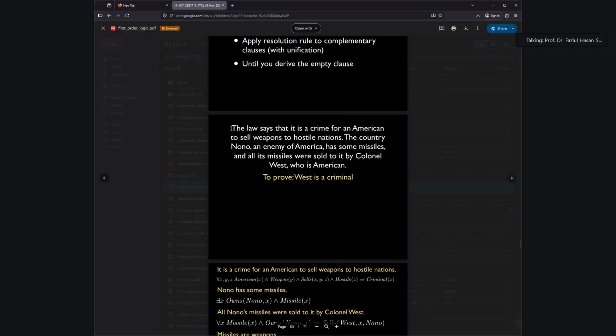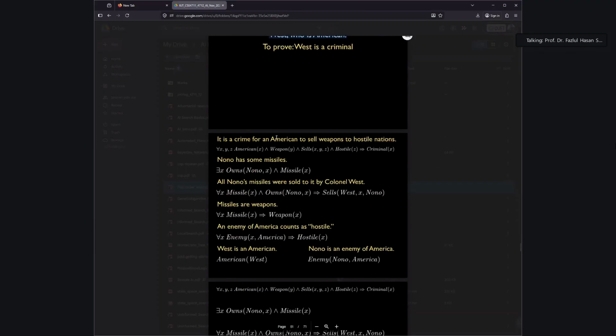But I will change this paragraph. I will give a different paragraph. So you have to understand the process. This is very important. This is very, very important. So this is all about first order logic.